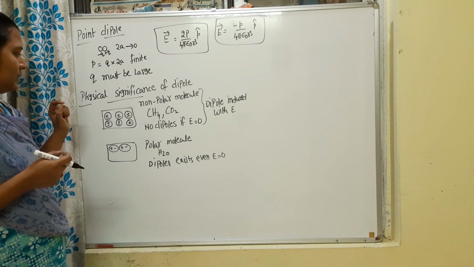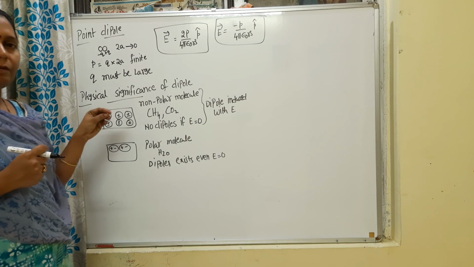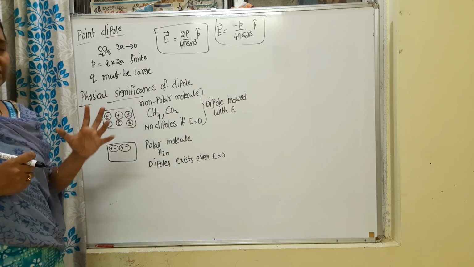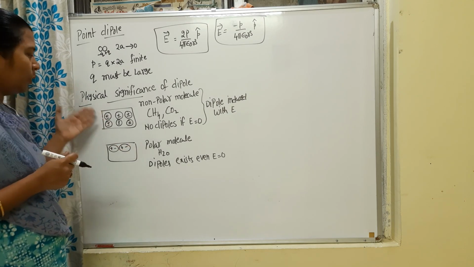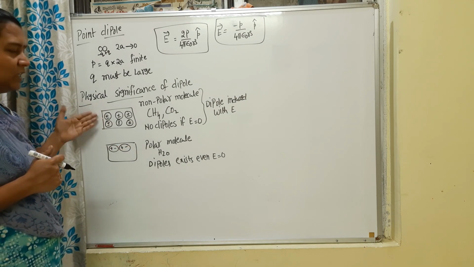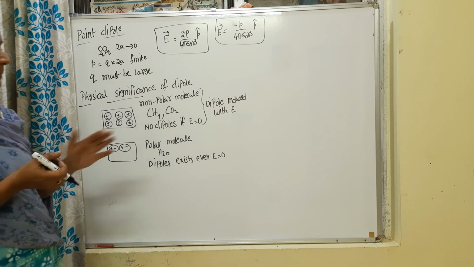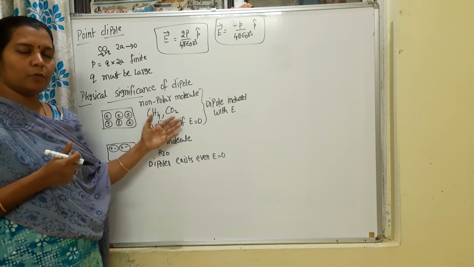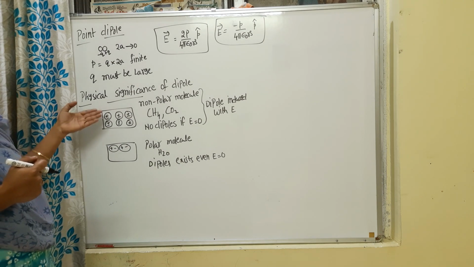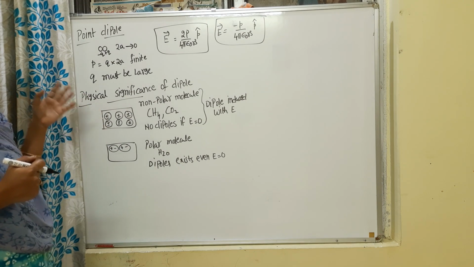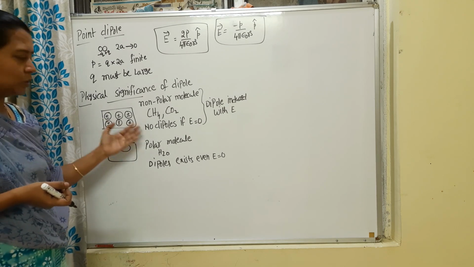So in that case, there are no dipoles present. What is meant by dipole? Two equal and opposite charges separated by some distance, then we have a dipole. So we don't have any dipoles. Such molecules we call non-polar molecules. Examples are CH4 and carbon dioxide, in which the center of gravity of positive and negative charge coincide. So they have no dipoles.